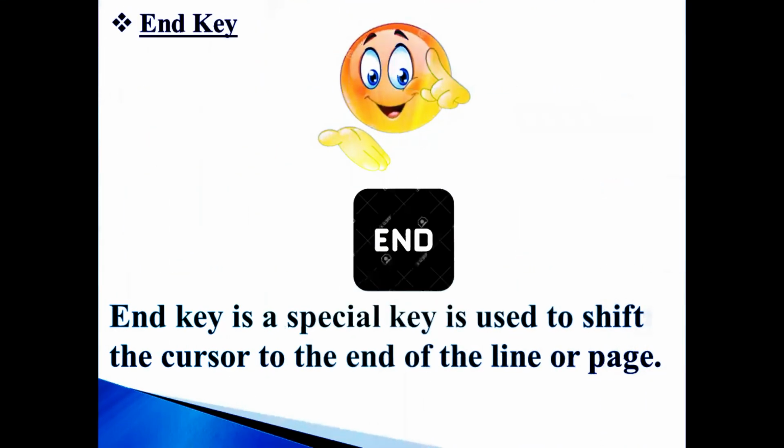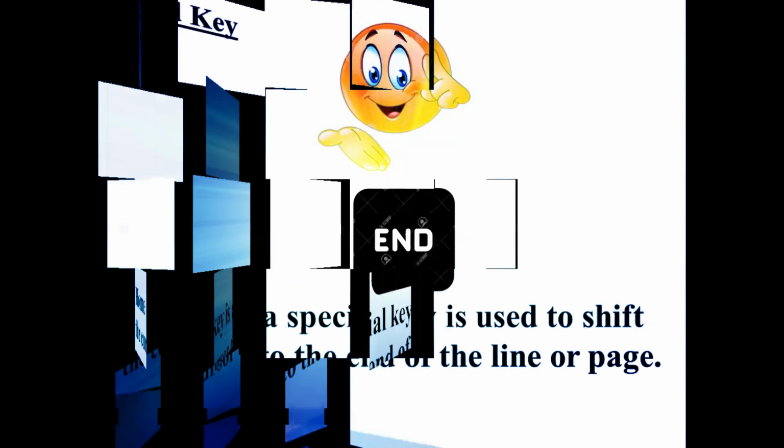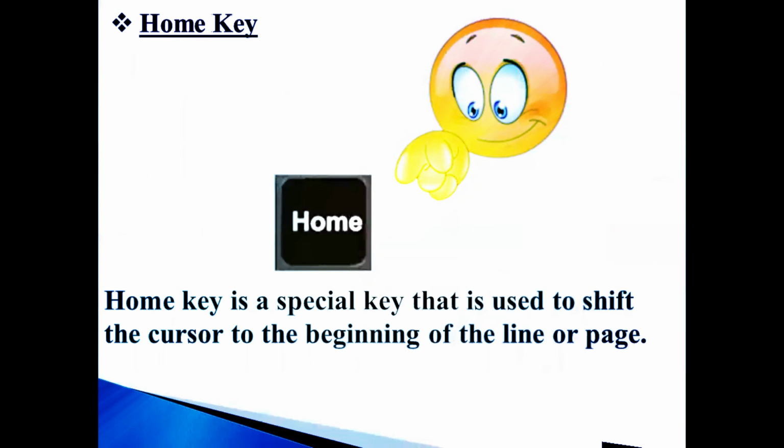Next is the end key. Suppose I'm typing over here, and if I want to go directly to the end of the line or a page, then I will use the end key rather than using the right arrow key. It is a shortcut to directly reach the end of the line. Home key is the opposite of the end. If I want to go to the beginning of the line or the page, then I will use the home key.